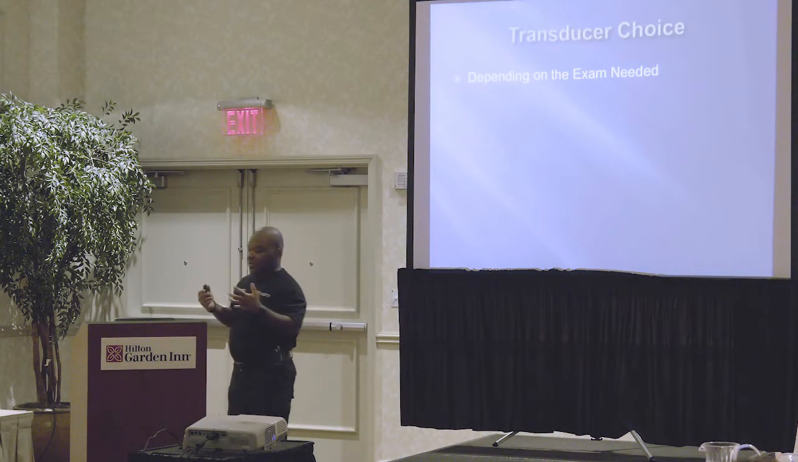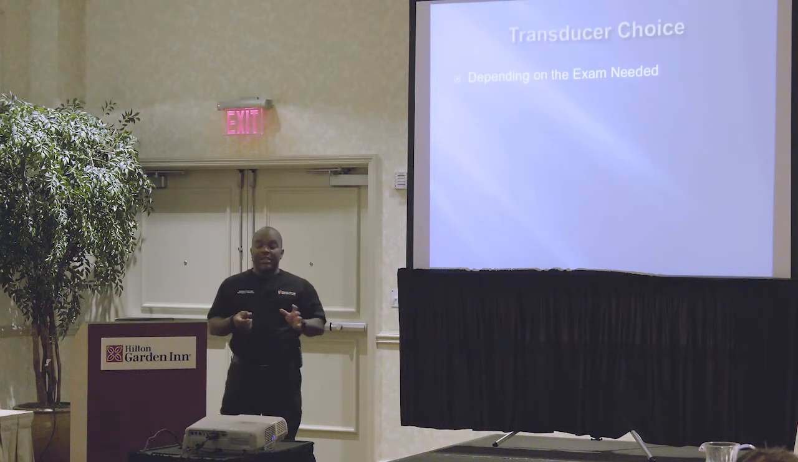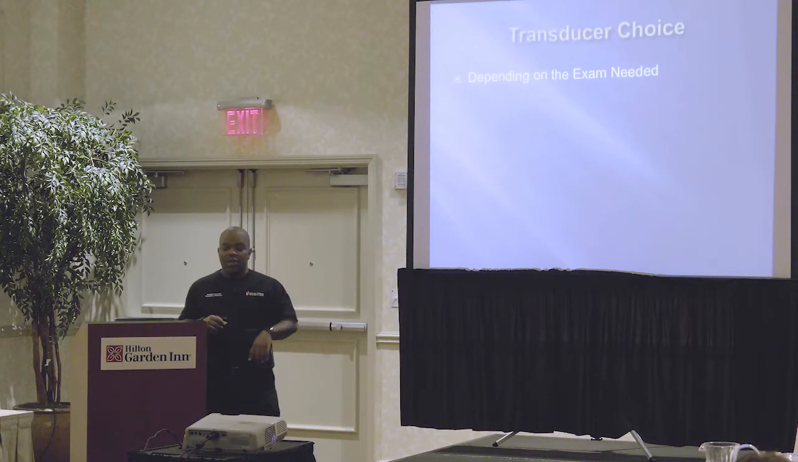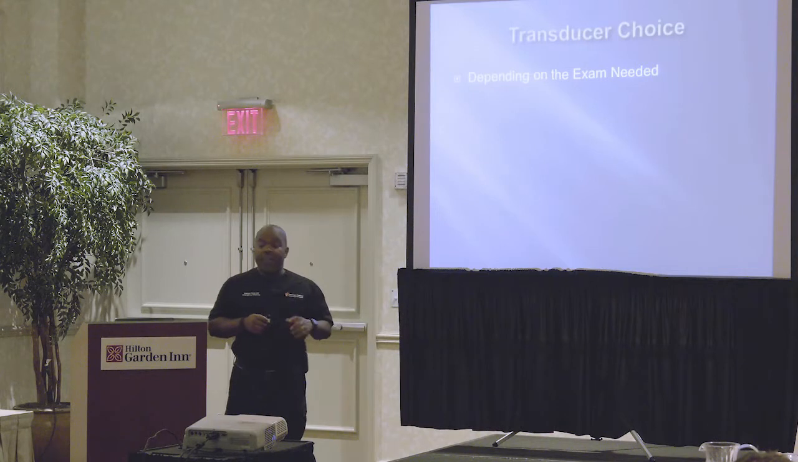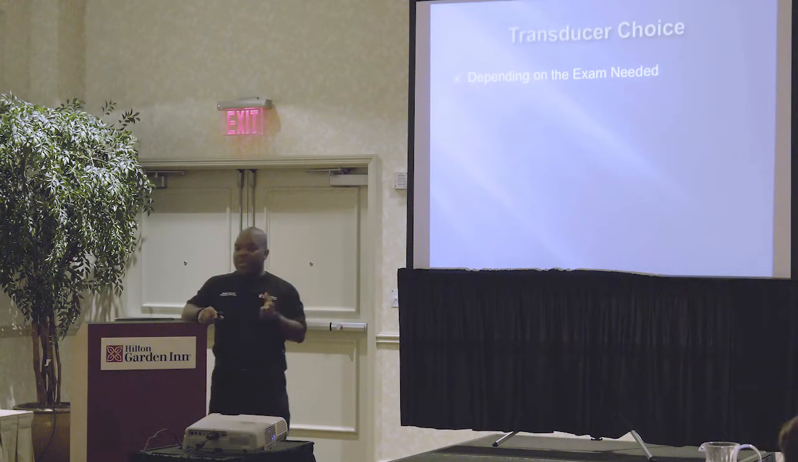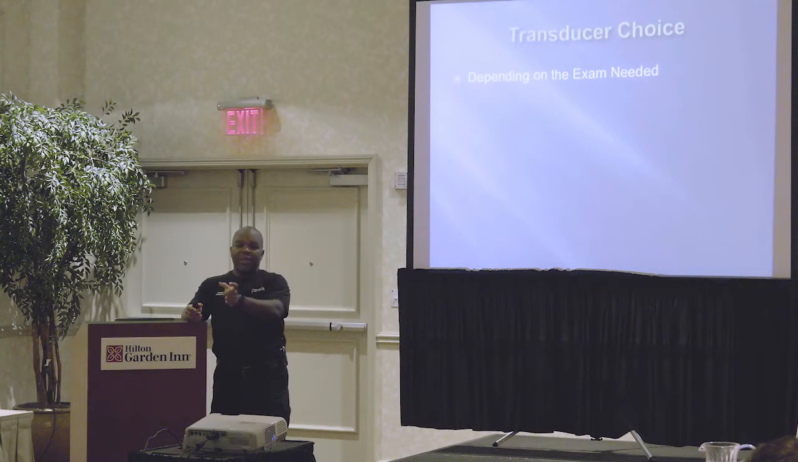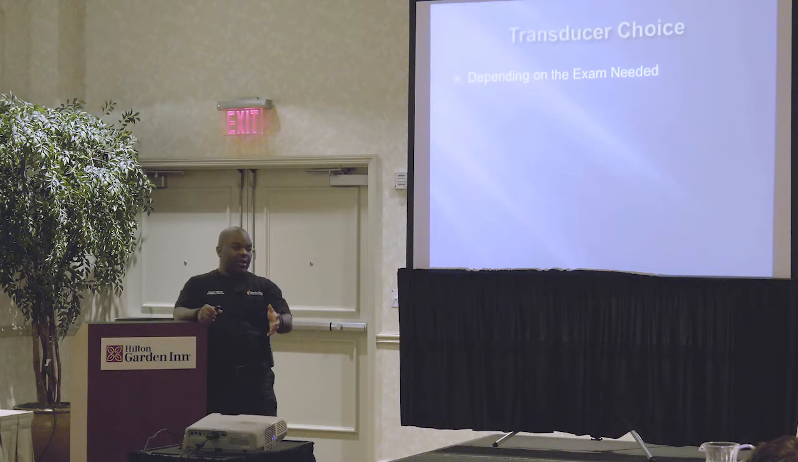You'll see some numbers, and just like IV catheters and NG tubes, the numbers don't make sense. So you'll see a number on the transducer that will say 18-12, and then you'll see another number that says 3-5. That is the frequency of the transducer, and they put the highest number first and the lowest number next. Don't ask them why they do that. I don't care, but it works.